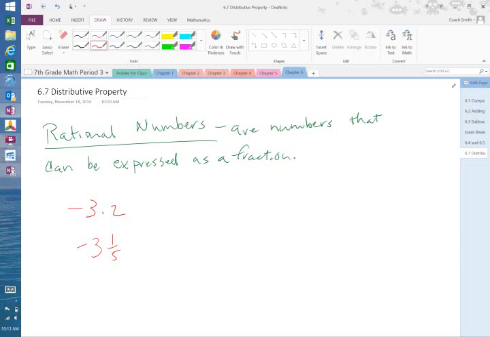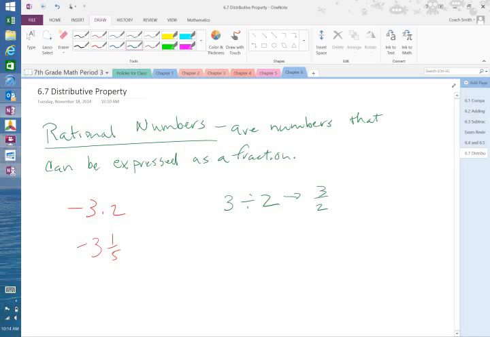Now, some books will say it can be expressed as a quotient, which is a division problem. A division problem, we know, is the same thing as a fraction. Those two expressions are the same. So they're saying a quotient, I'm saying a fraction, because sometimes we don't see 3 1/5 as a division problem. But realistically 3 1/5 is a division problem.